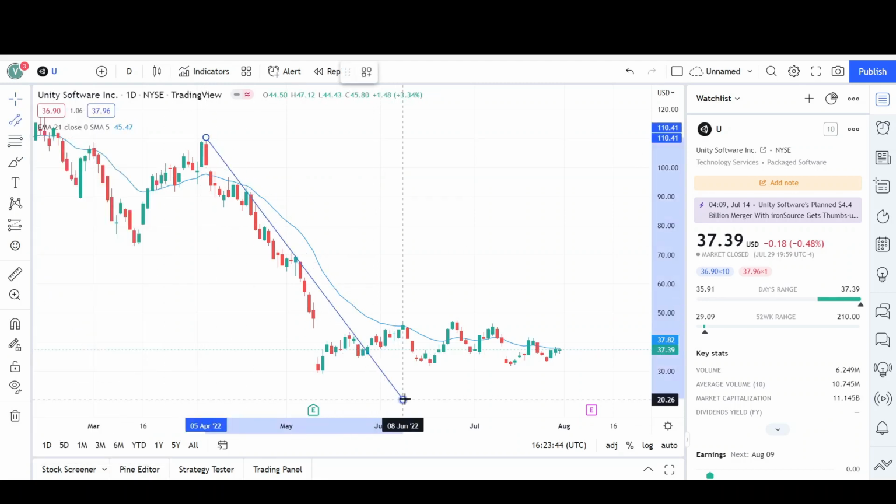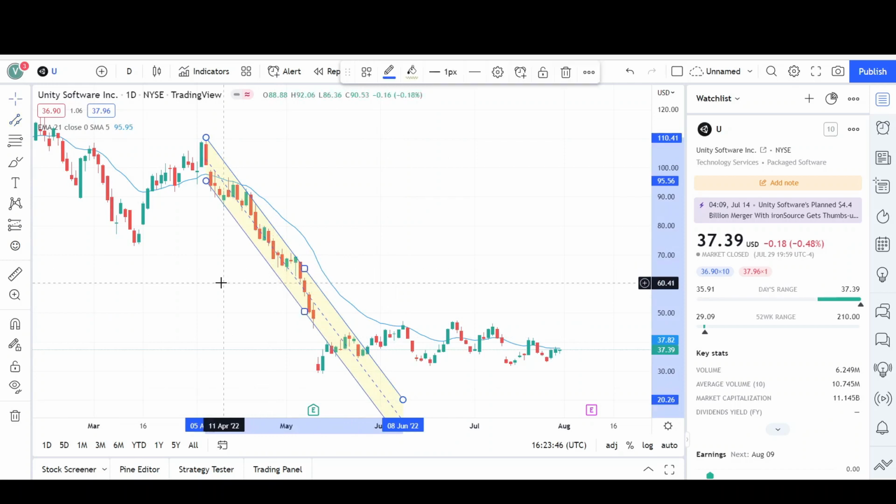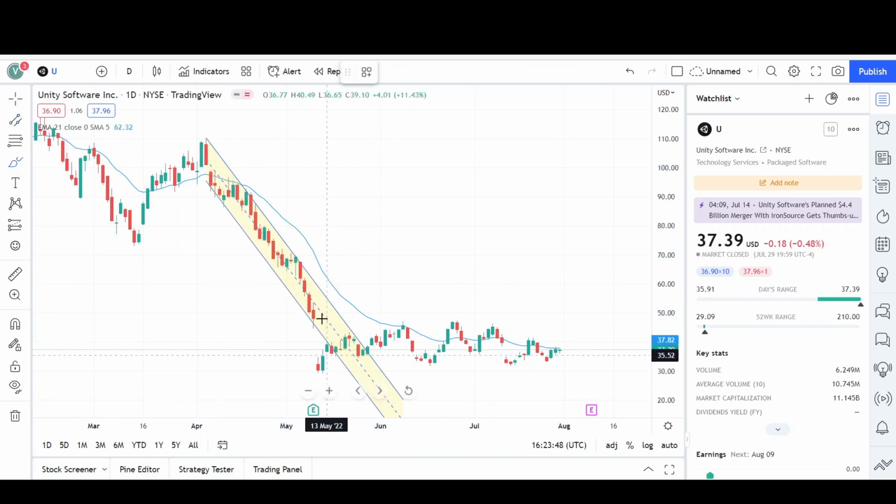So it looks like prices were contained inside this channel. And then after that earnings report, you can see there was a huge gap down, and we broke on this side of the channel, which led to a breakout on the opposite side of the channel, about the same amount. And then we kind of went sideways.